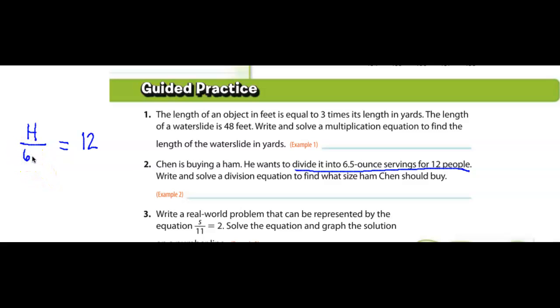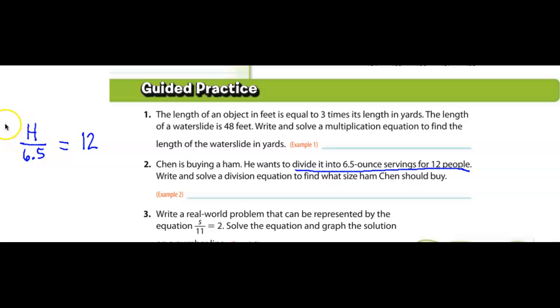Very good. So the ham is going to be divided into 6 and 5/10 servings. So everything is right here in the problem, just like with yards and feet. One ham divided into 6 and 5/10 pieces should serve 12 people. How big is this ham going to be? What do we do to get rid of the 6 and 5/10? What operation is the inverse of what's happening right now? Please answer that.